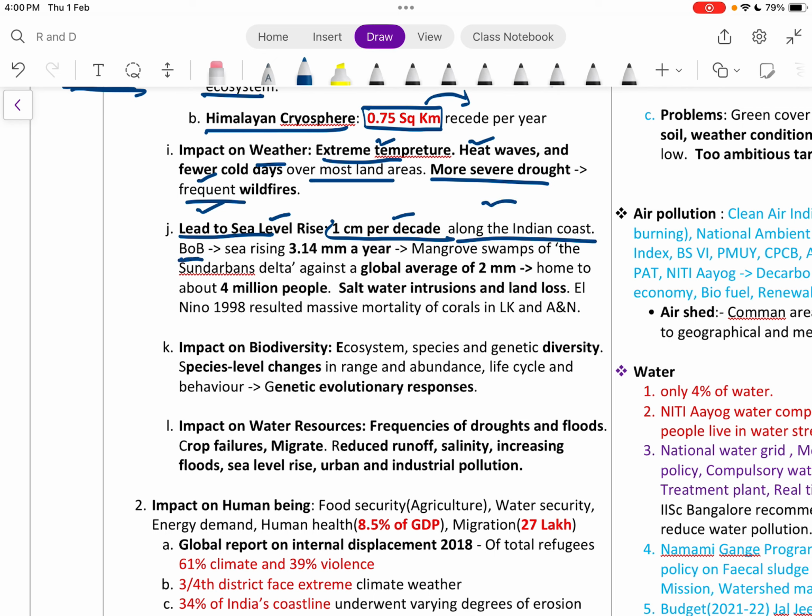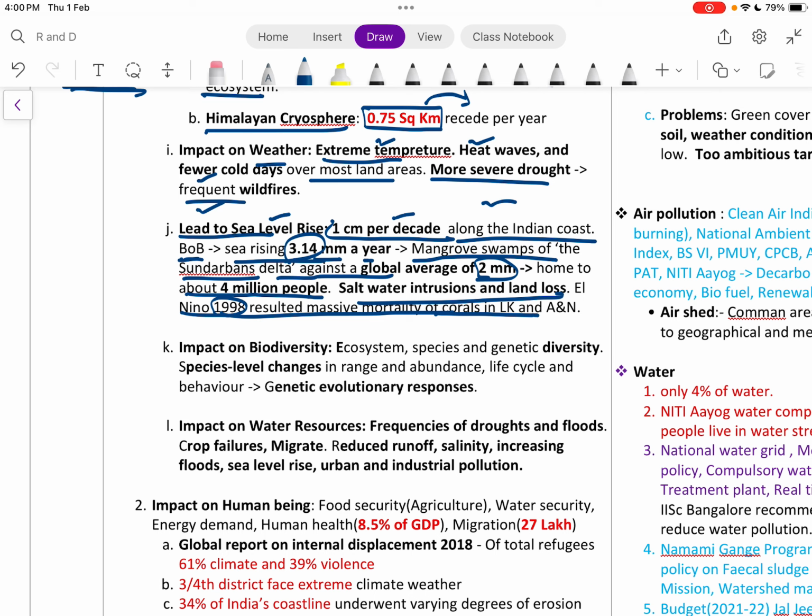The Bay of Bengal sea is rising at 3.14 mm per year, at the mangrove swamps of the southern Sundarban Delta, against a global average of 2 mm. It is home to about 4 million people. Salt water intrusion and land loss occur. The El Nino year of 1998 resulted in massive mortality of corals in Lakshadweep and Andaman.